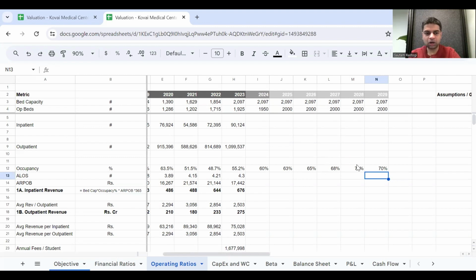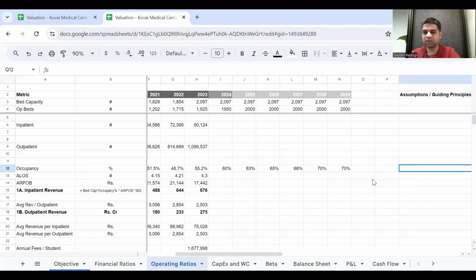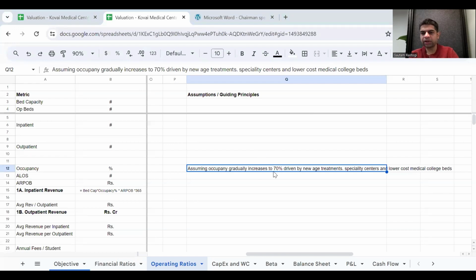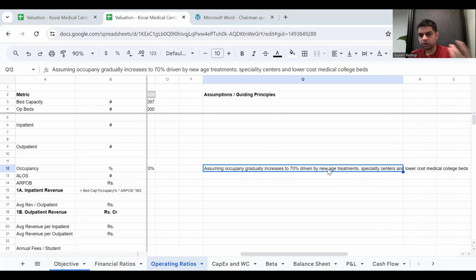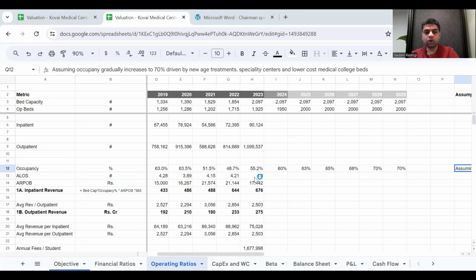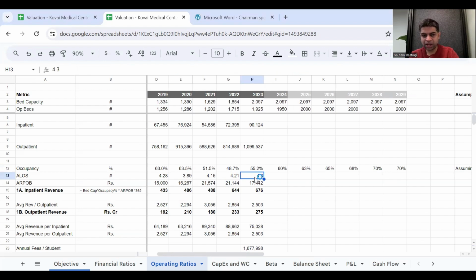So now let's document the reason as to why we think the occupancy increased, albeit gradually. So this is my rationale: that there's a gradual increase, driven by new treatments, specialty centers, and lower cost medical college beds. Now, again, we don't have to project out ALOS, the average length of stay, explicitly.